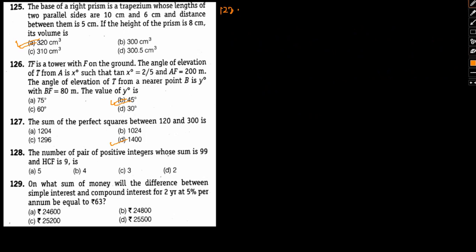Number of pairs of positive integers whose sum is 99 and HCF is 9 is, okay. So we have HCF equal to 9, and the sum is equal to 99. Let me give you a brief concept. Suppose I have a number AX and another number BX. Here the HCF will be equal to X.